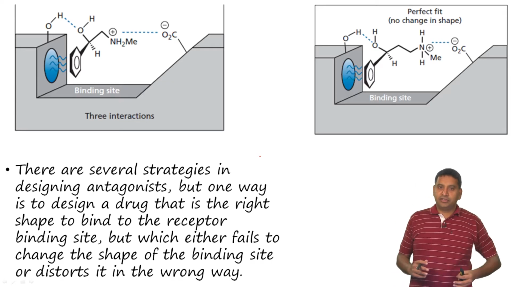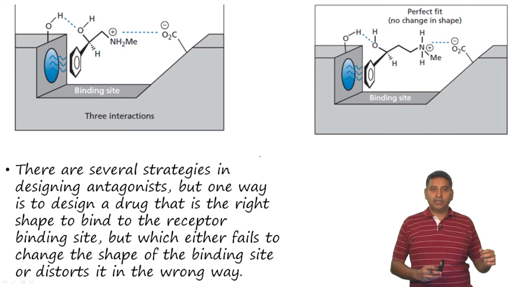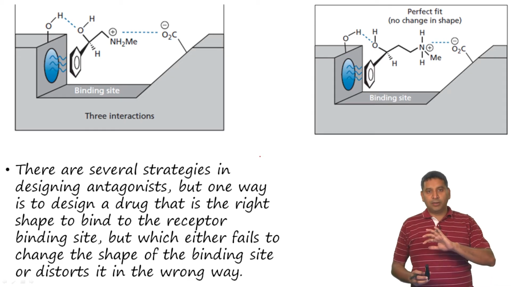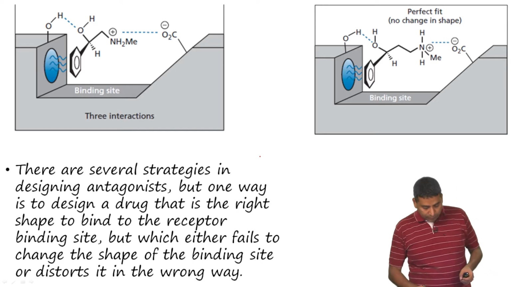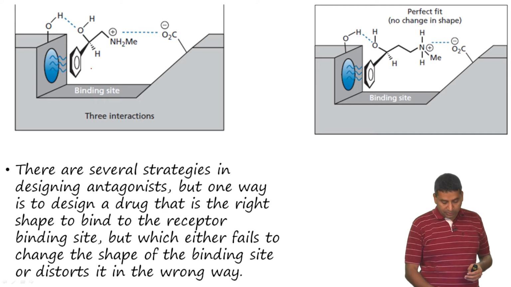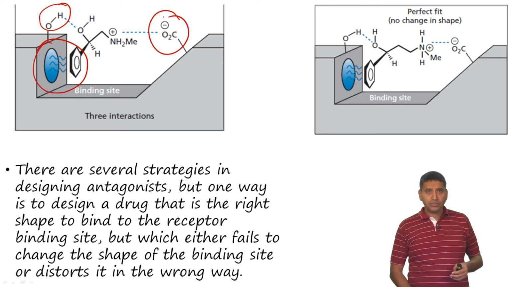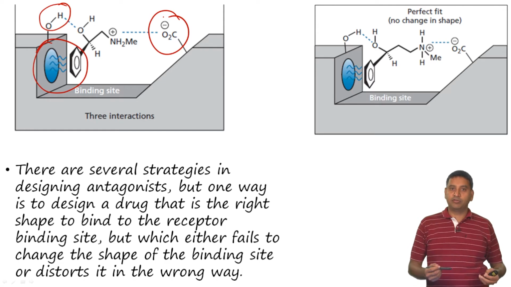There are several strategies which we can employ to design an antagonist, but one of the ways is to design a drug that is the right shape for the receptor binding site, but will either not induce the conformational change or will distort it in the wrong way. Let us look at this example. Recall our hypothetical messenger. It had a hydrogen bonding group over here, a van der Waals interaction over here, and an ionic interaction over here. All these three interactions are necessary for the chemical messenger to induce a conformational change to give you the signal.